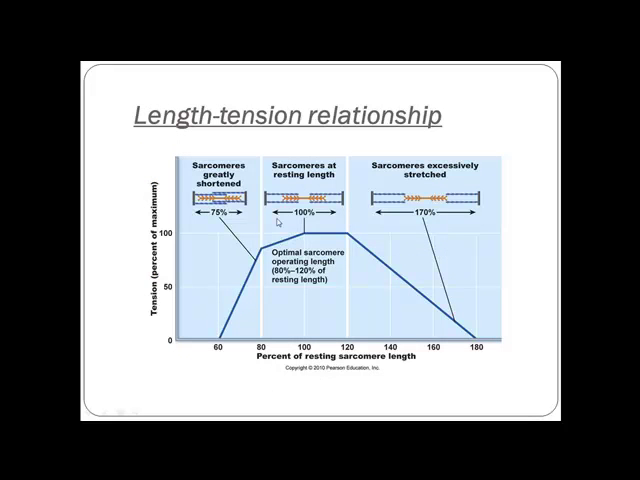With your length-tension relationship, the gist of it is when you're in the mid-zone of your sarcomere length, it's the strongest. All right. When your muscles are overstretched, they're weak, and when they're at the very end range of motion, they're also a little bit weaker.